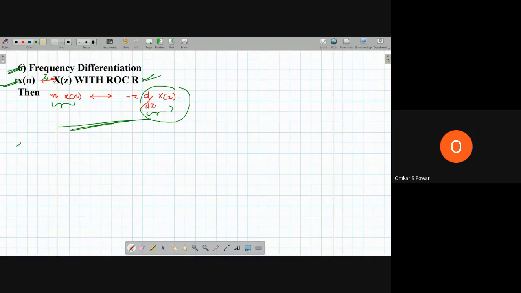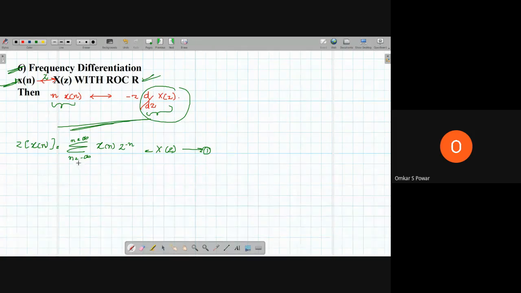So we have Z transform of x of n is equal to summation n varies from minus infinity to infinity x of n z to the power of minus n. So this is your X of z. So let us keep this as equation number 1. Why I have written this equation number 1, I will say.